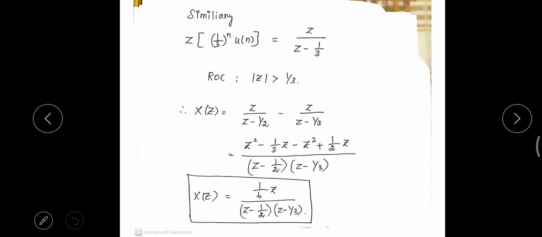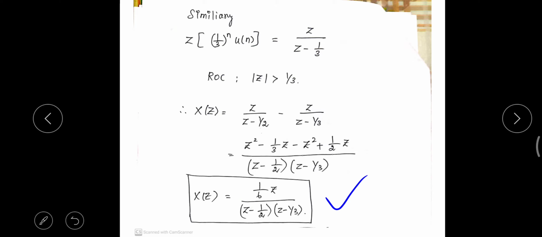Now I initially said the Z transform follows the linearity property, so I can sum them to get my final X of z. Previously X of z is z by (z minus 1 by 2), and now for the second signal X of z is z by (z minus 1 by 3). Now I can write it together and do some simplifications. Finally I am getting X of z is equal to (1 by 6) z divided by (z minus 1 by 2) into (z minus 1 by 3). Now my X of z portion is over.